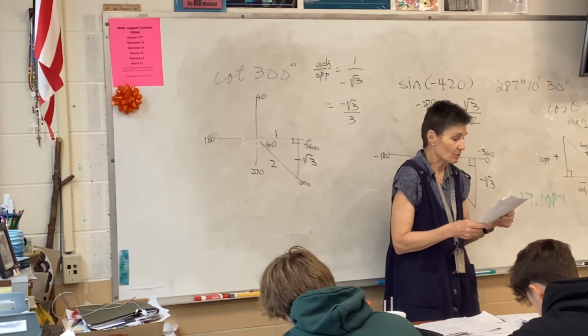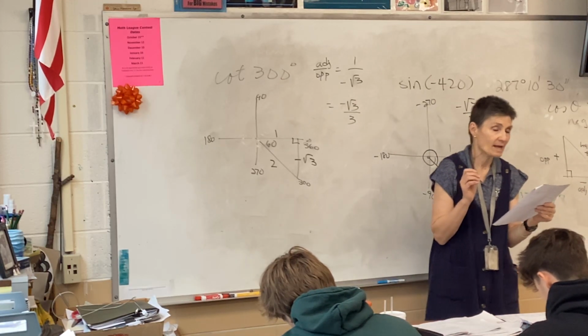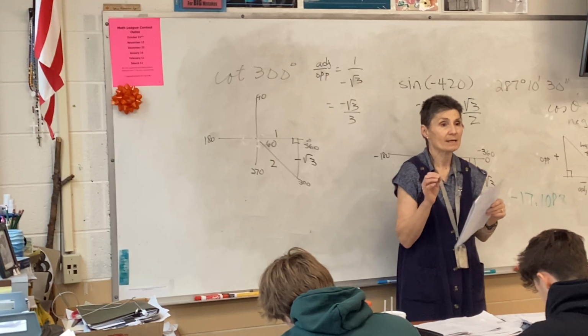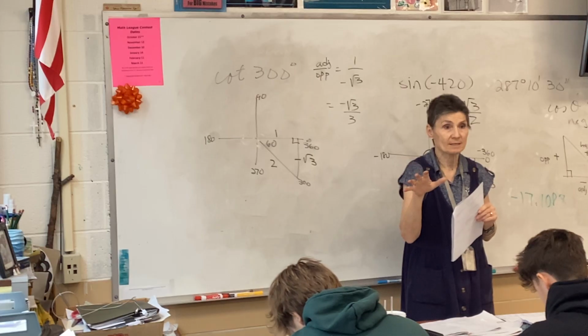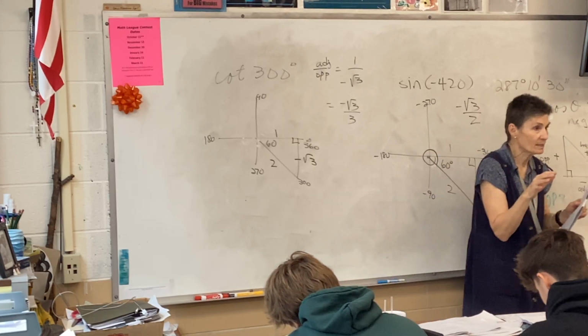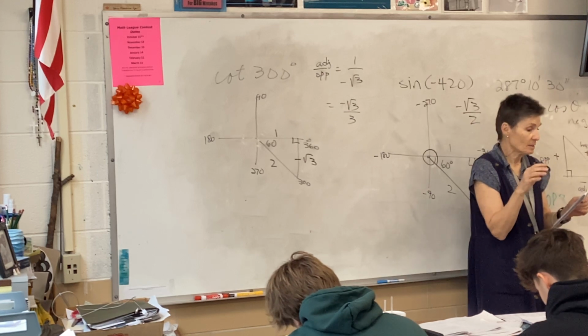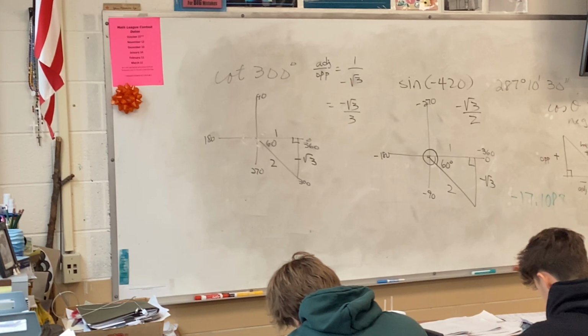Now, using the graph above, what are the following values? What's f of 10 pi? Now remember, every 2 pi, it repeats. So won't 10 pi just be 5 periods? So it's going to be the same as f of 0, or f of 2 pi, which is 0.